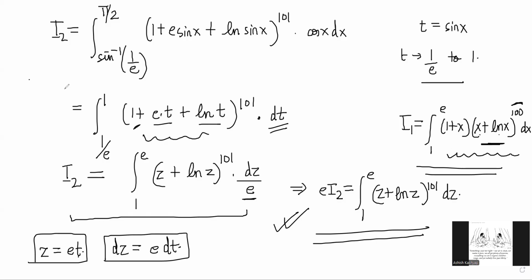So I will do it like this. Let's say I1 is equal to the integral from 1 to e of (1 plus x plus ln x) to the power 100 dx.